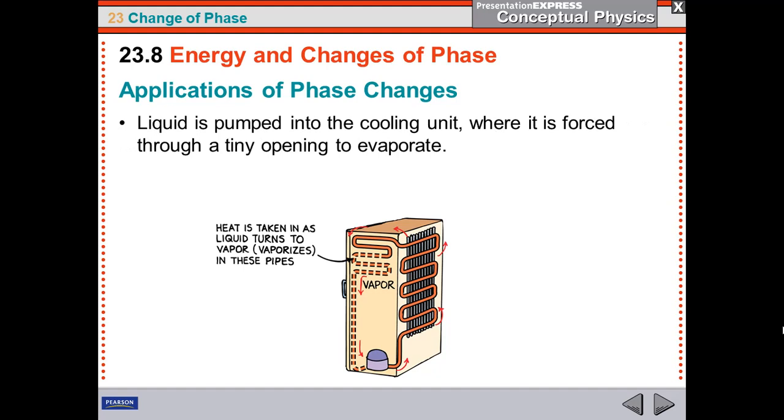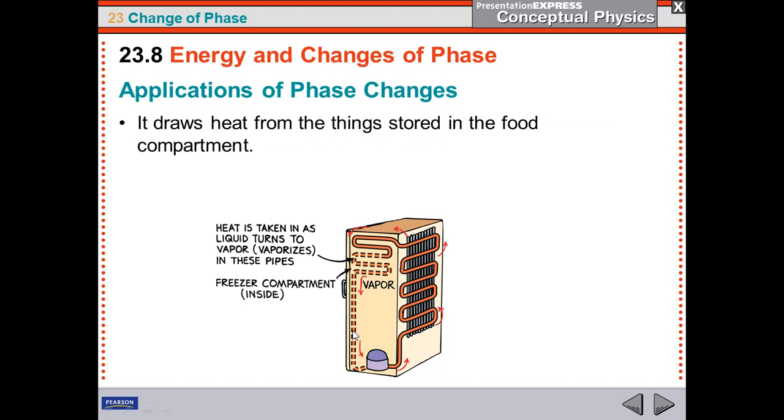You can see here a liquid is pumped into the cooling unit where it is forced through a tiny opening to evaporate. Heat is taken in as liquid turns to vapor, or you can say vaporizes, in these pipes. This is the freezer compartment. It is actually inside the refrigerator. This is called the cooling unit. The outside is the cooling unit.